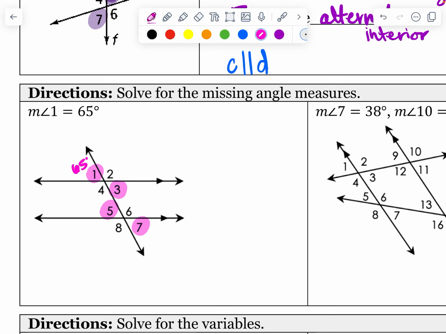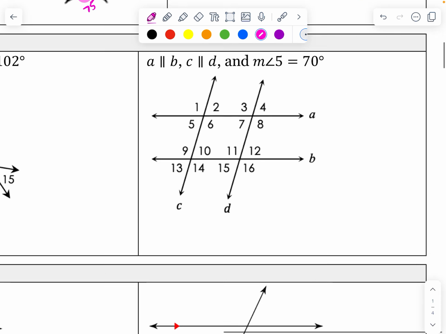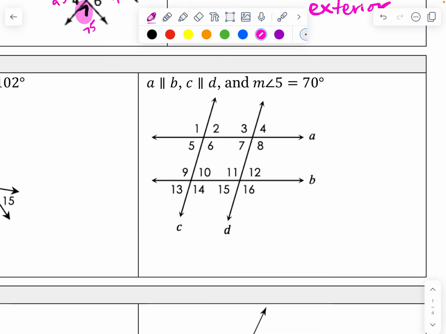So I'm just going to label these for your help. Vertical, alternate exterior, corresponding. Okay, gorgeous. This one we're going to do second. I think that's in the right order on your notes.